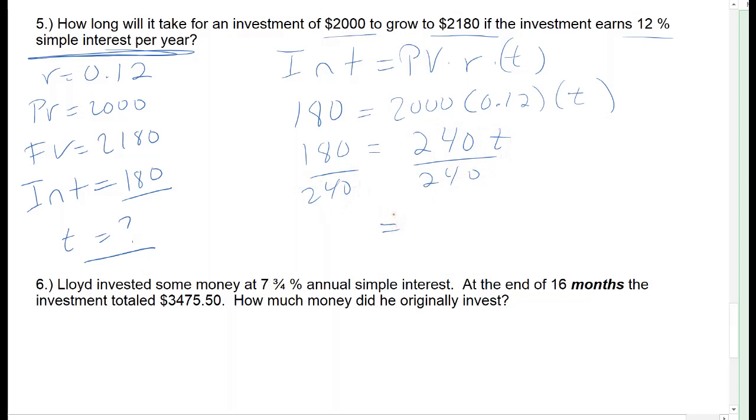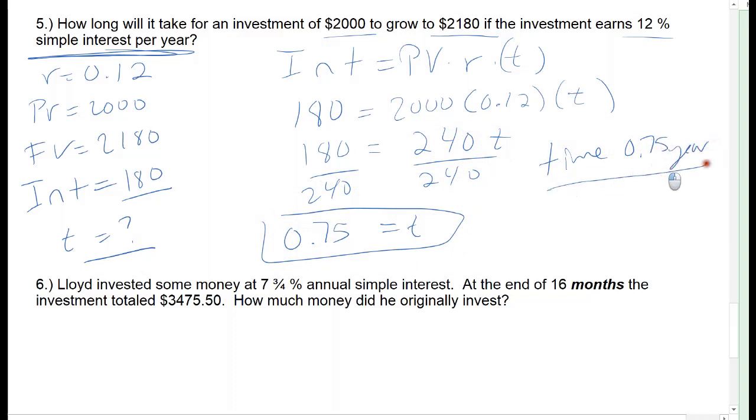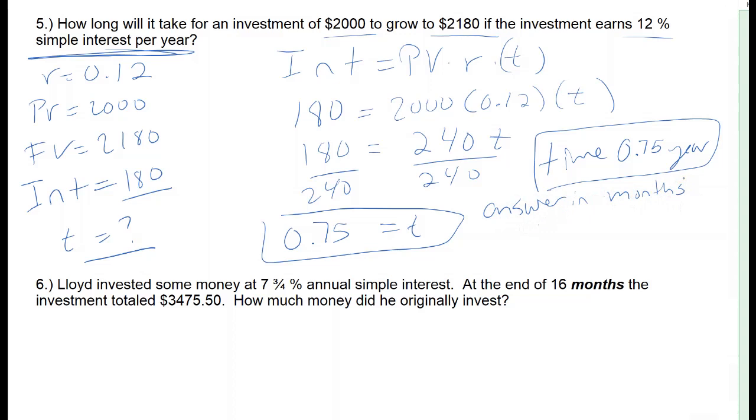And so time comes out 0.75. All right, so time is 0.75 of a year. Oftentimes, the WebAssign and even the test, and even the final exam, if it comes out a decimal like this, where it's a fraction of a year, they'll ask for the answer in months. Because you don't usually tell somebody, well, it'll take 0.75 of a year, or 3/4 of a year. Well, what is 3/4 of a year? Usually we'll talk about that in months. How many months is that?